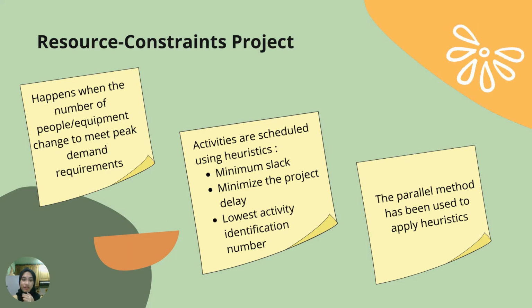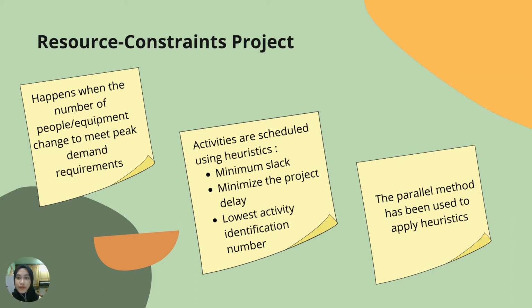Second is the resource constraint project. It happens when the number of people and equipment is not adequate to meet the peak demand requirements, and it is impossible to obtain more. Thus, the project manager will face the resource constraint problem. The trick is to prioritize and allocate the resources to minimize the project delay without exceeding the resource limit and altering the technical network relationship.